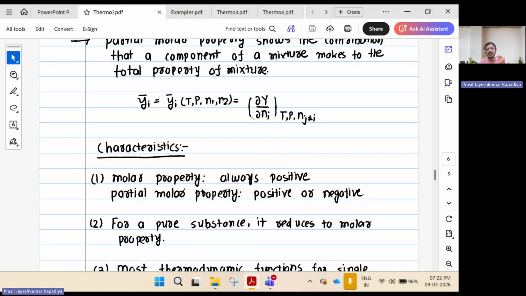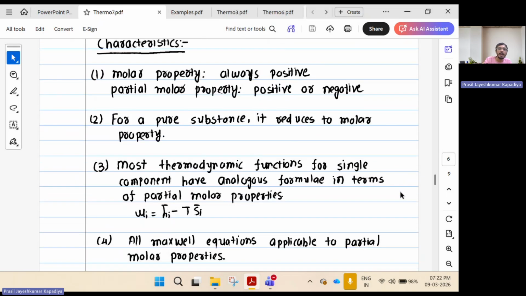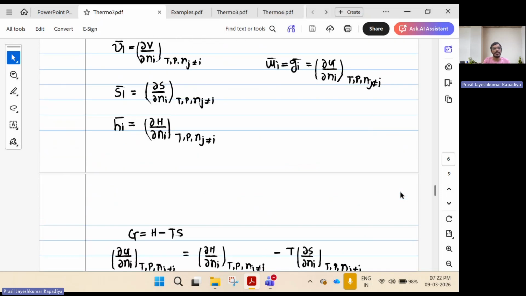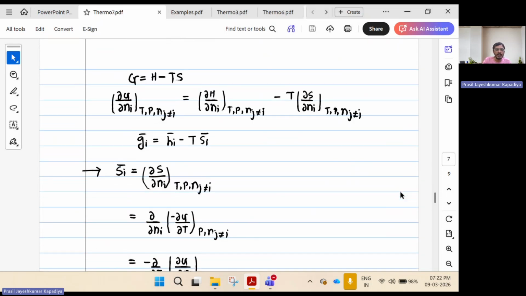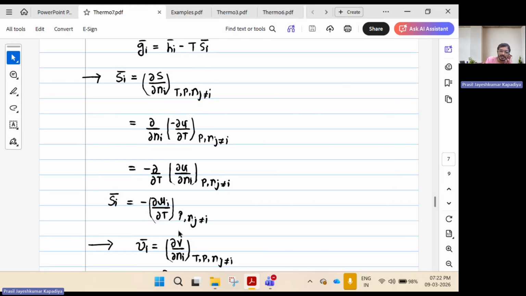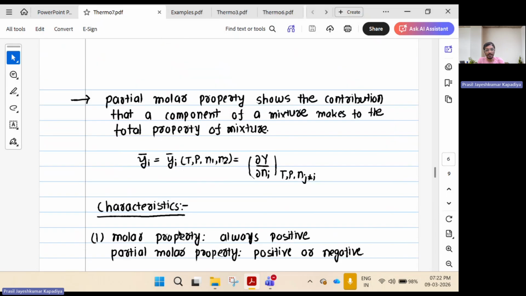Okay, and we learned some characteristics: a molar property should always be positive, but a partial molar property can be positive or negative. Then for a pure substance, it reduces to just the molar property, and all those thermodynamic functions for a pure single component are analogous for partial molar properties, and Maxwell relations are also applicable. Then we found that Si bar, the partial molar entropy of component i, is equal to minus del mu by del T, and the partial molar volume is equal to del mu by del P of the particular component of interest.